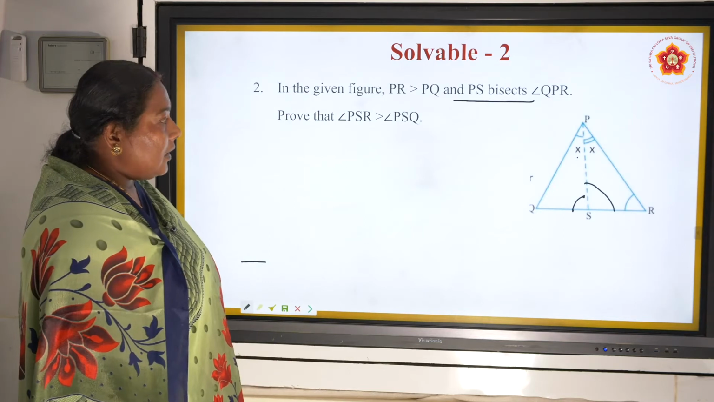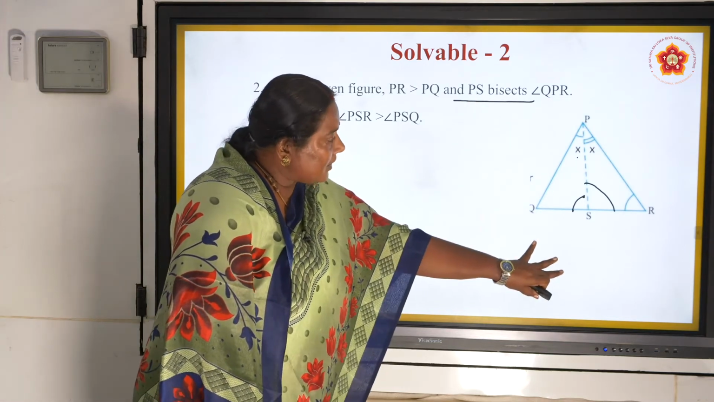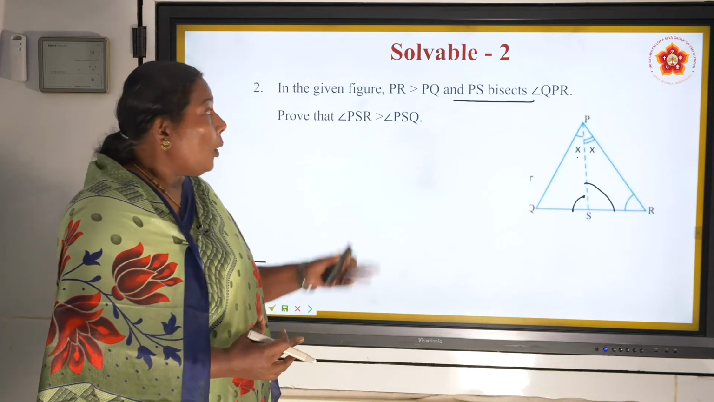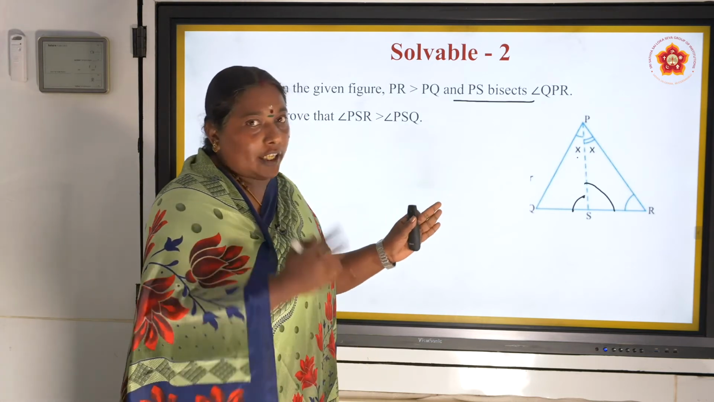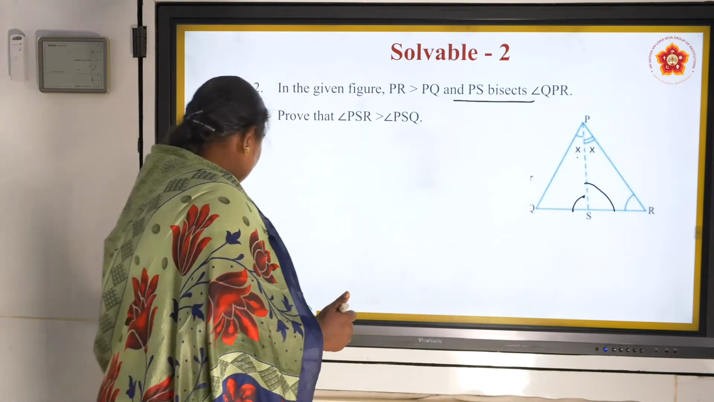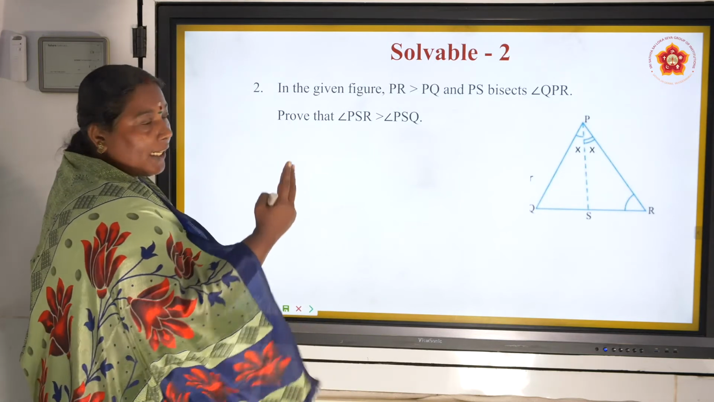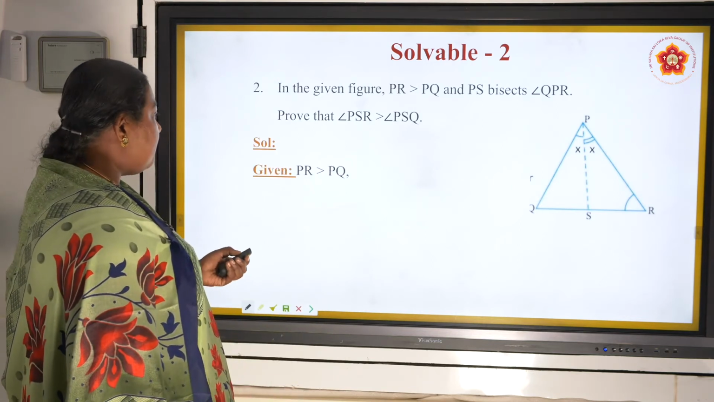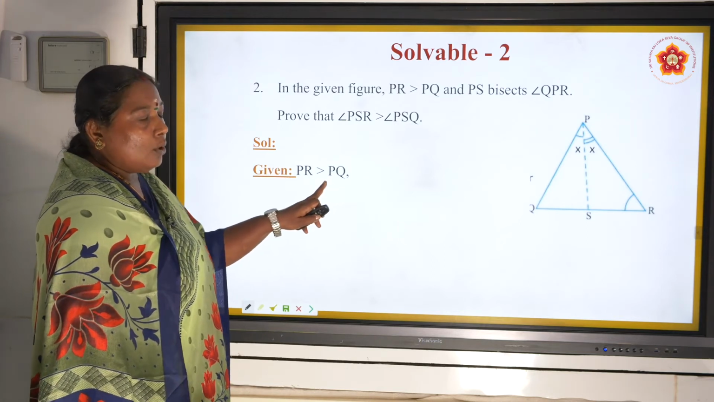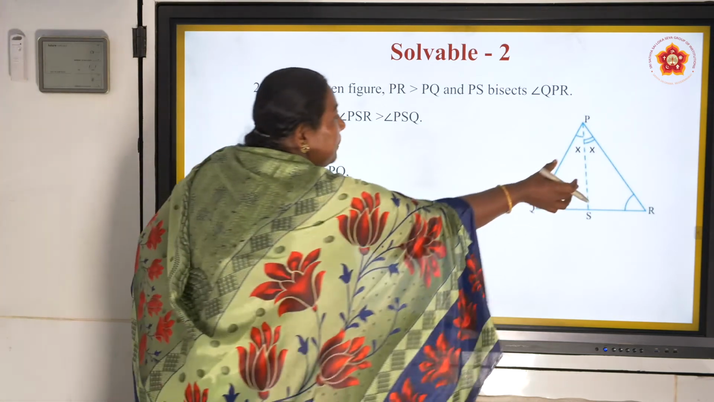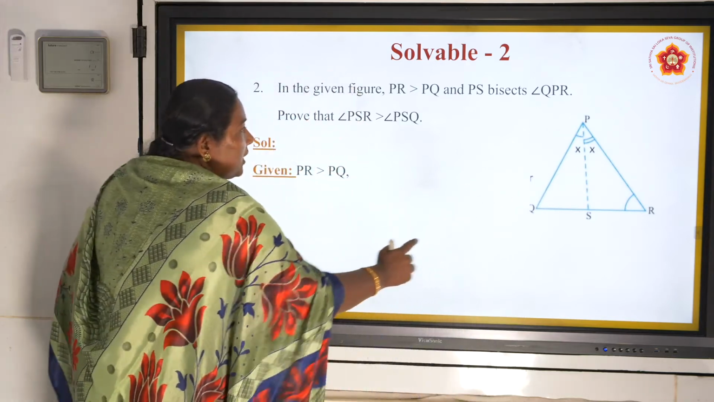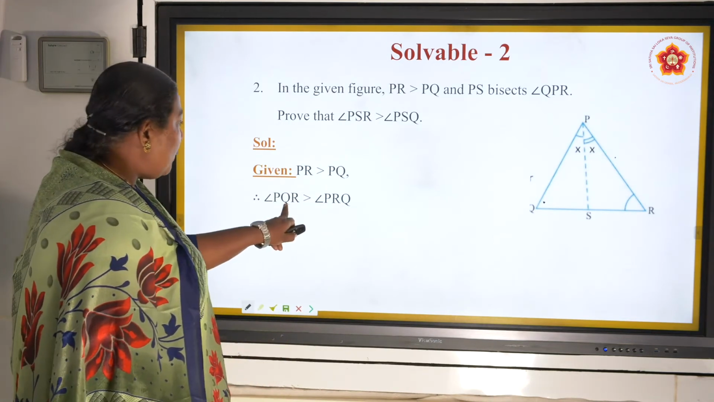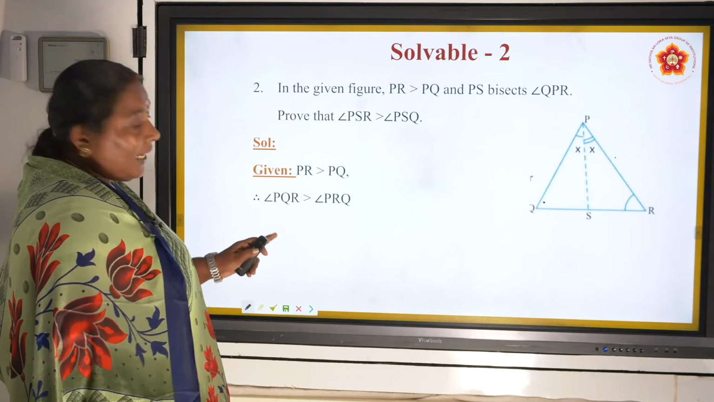Okay. Here one angle is on one side, the other angle is on this side. How to compare that? That means I have to break the triangle PQR in two. So I am going to take two triangles, PQS and PSR. First, let us write what is given. PR is greater than PQ. So my theorem will tell that if PR is greater than PQ, angle Q will be greater. Angle Q is greater than angle R as per my theorem.